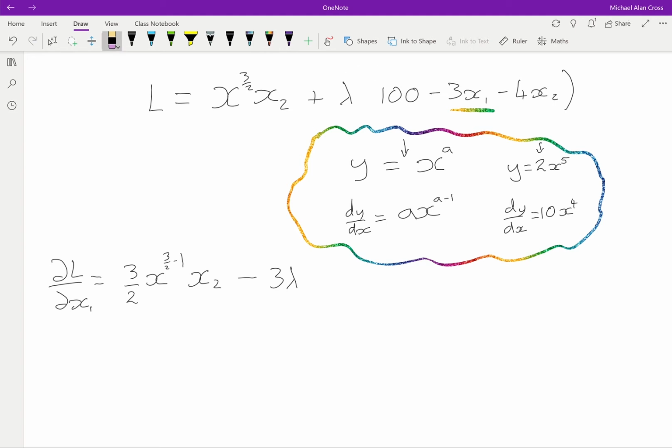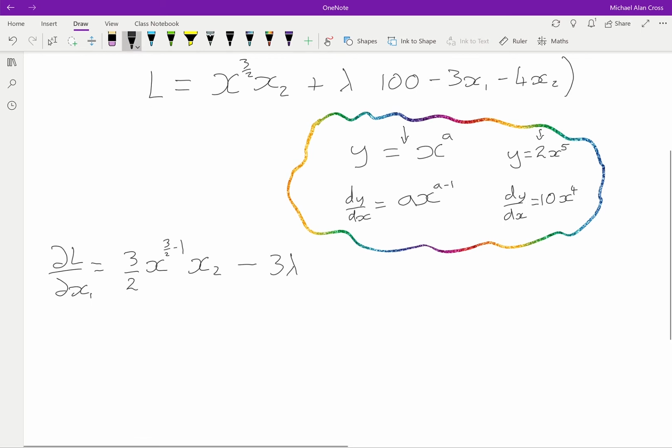Okay, let's remove them and move on to the next bit, which is differentiating with regard to x2. And this is much more straightforward. x2 has a power of 1 there, a power of 1 there, so x2 just disappears. And we're left with everything that it is multiplied with.